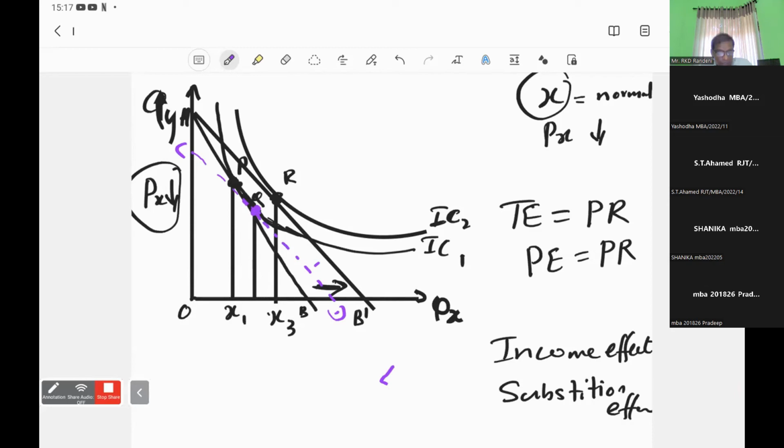Excuse me, sir. Do we draw this line based on a hypothetical assumption, or is it logical? Not hypothetical assumptions. It is parallel to the AB dash line, the AB dash new budget line. That is a strategy, a technique according to this theory.